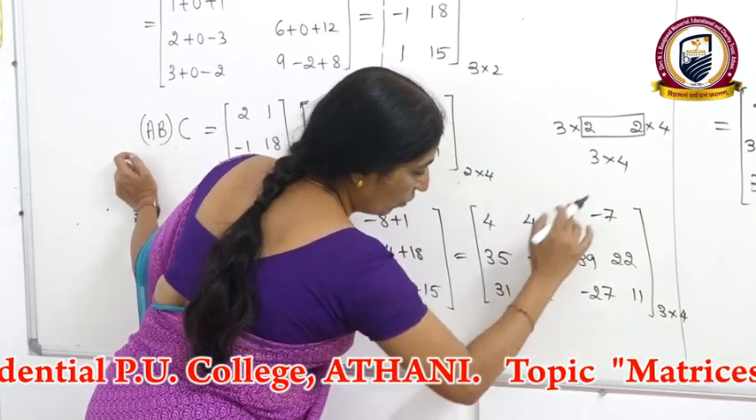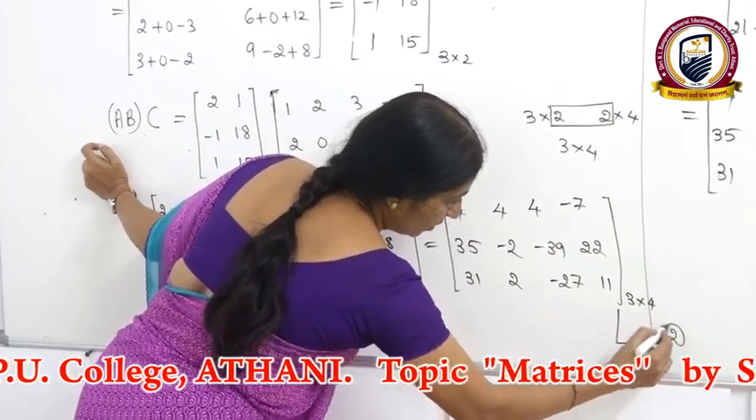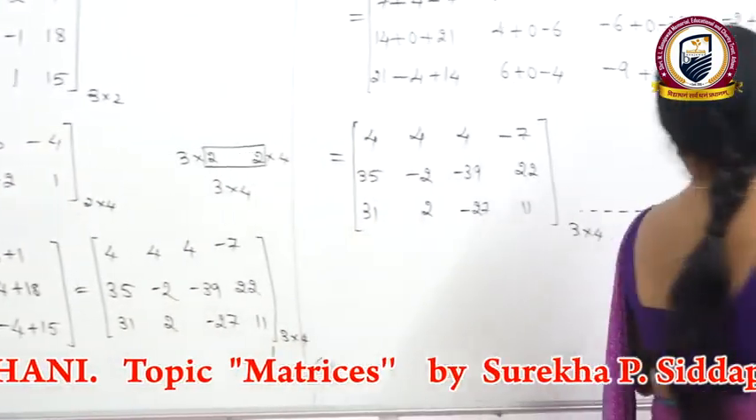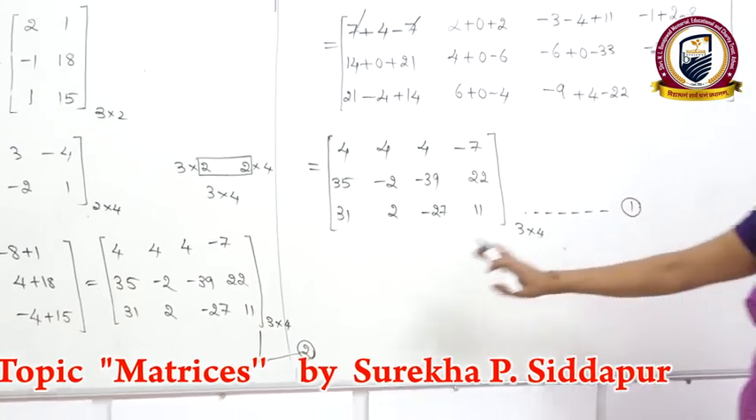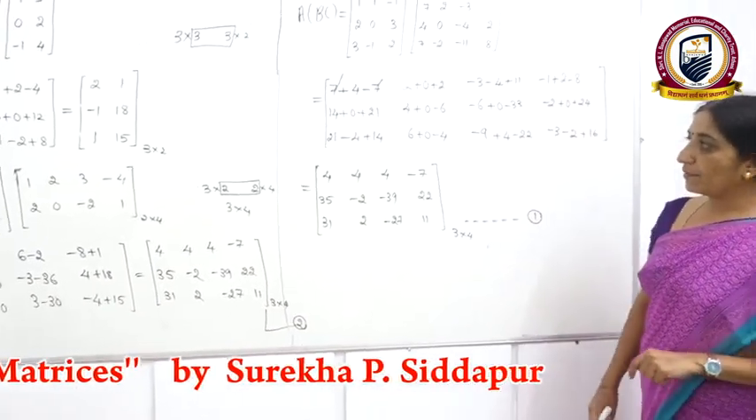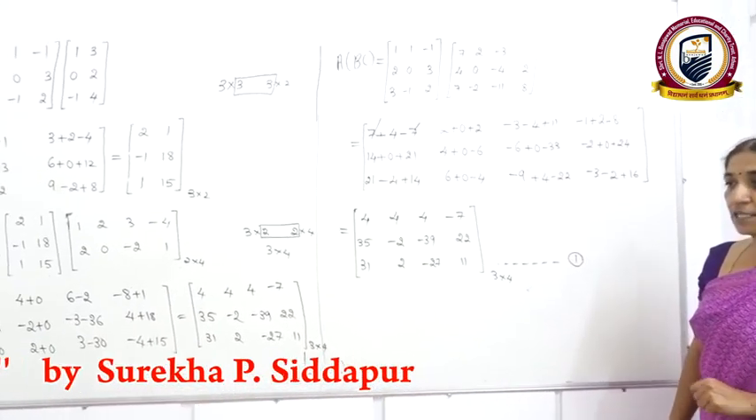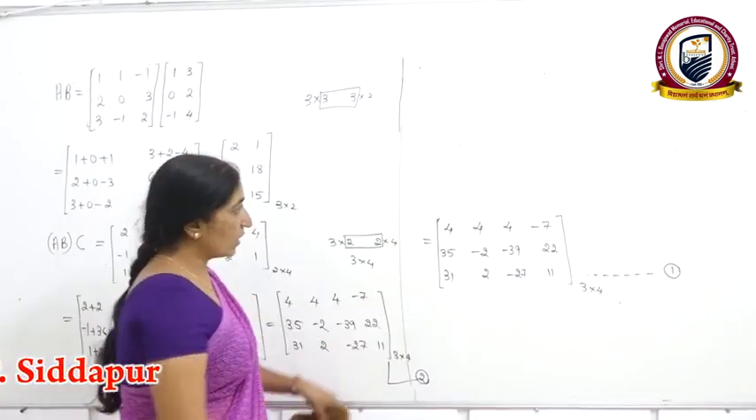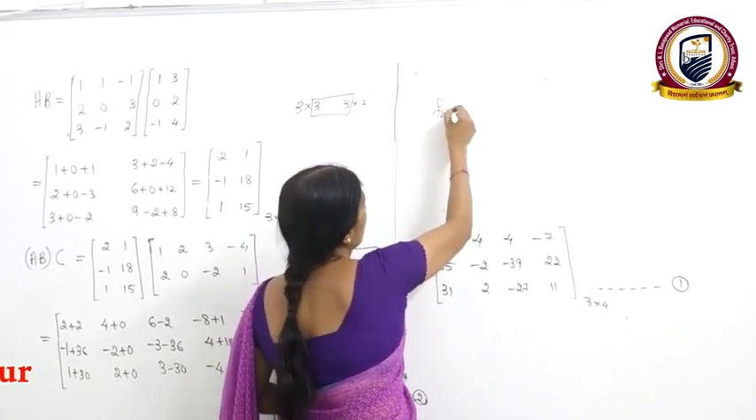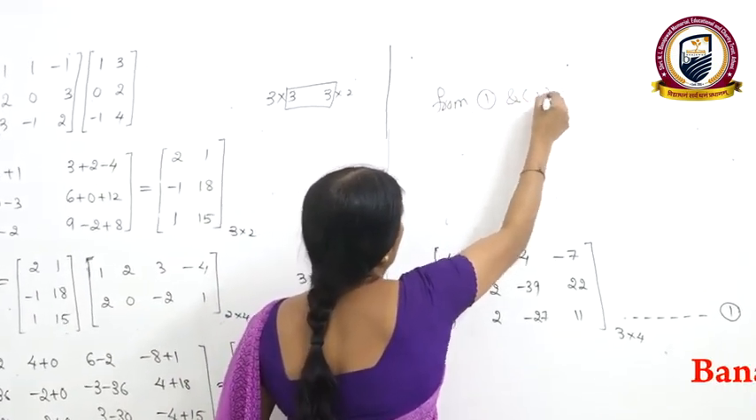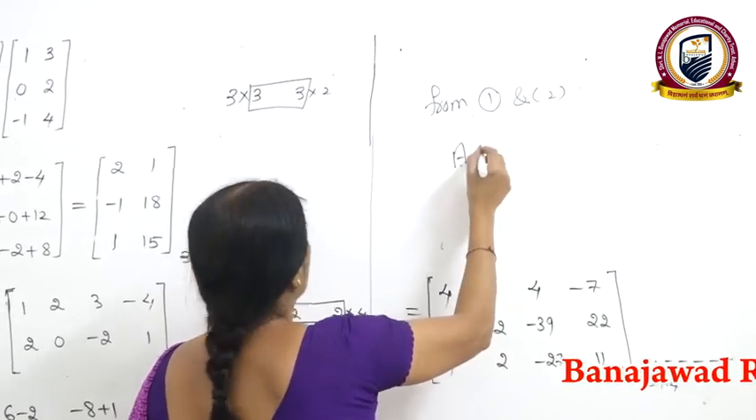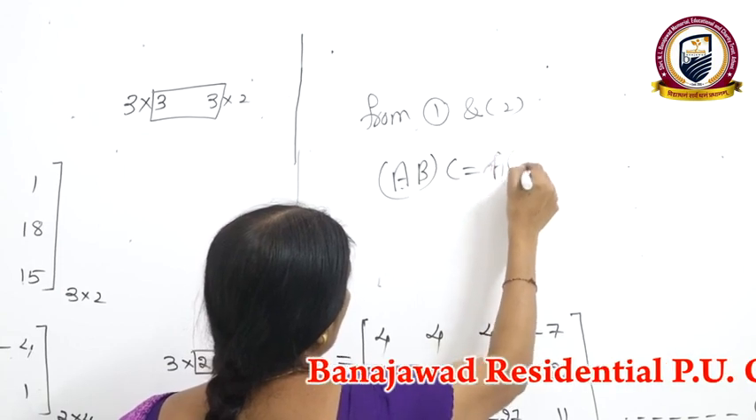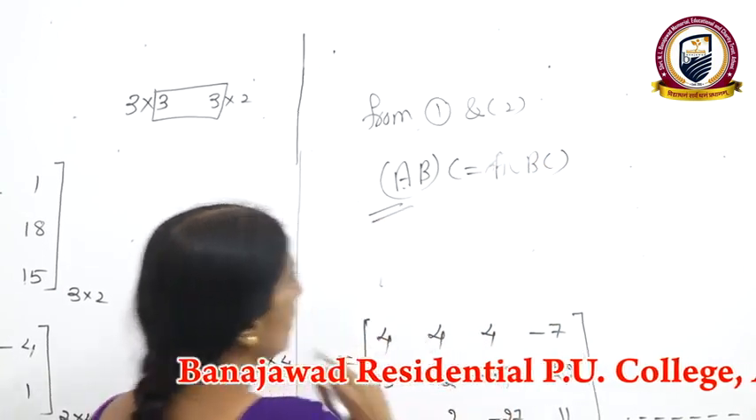3 rows, 4 columns. Let us call this equation 2. See, this is equation 2 and this is equation 1. Now compare their elements. See, are they equal or not? Yes, they are equal. Then what is your conclusion? Equation 1 and 2: AB into C is equal to A into BC. This we have as the conclusion.